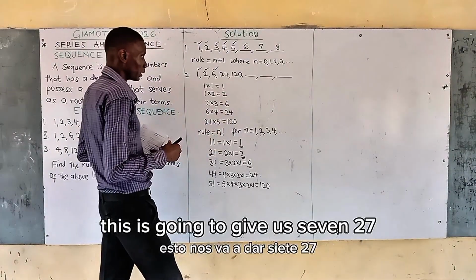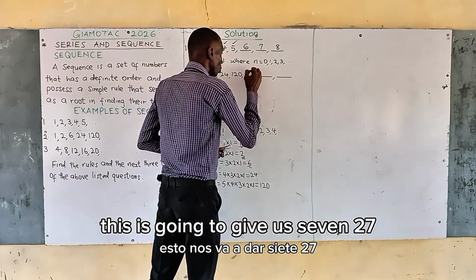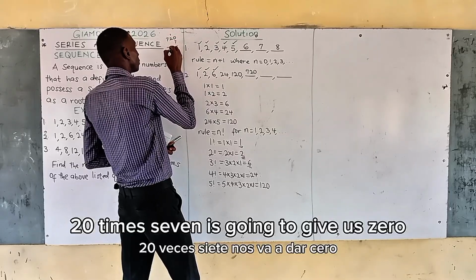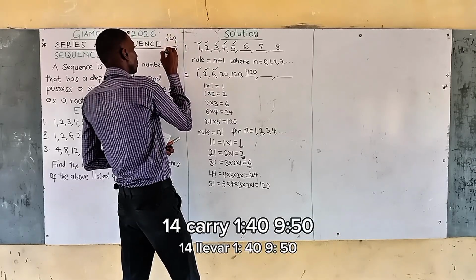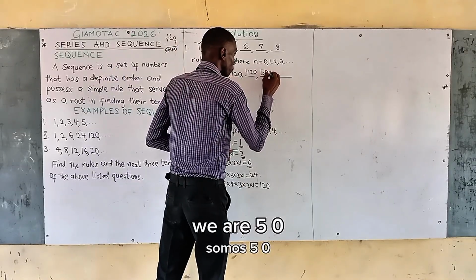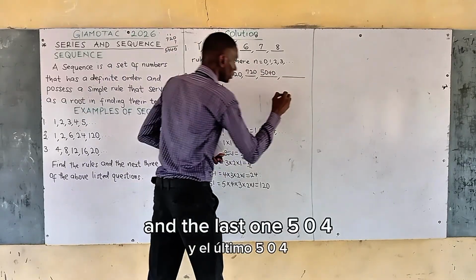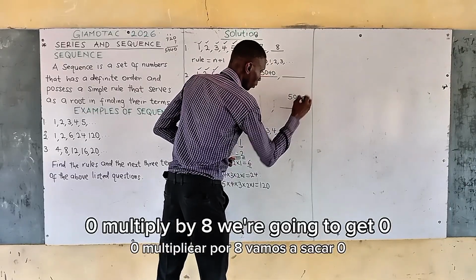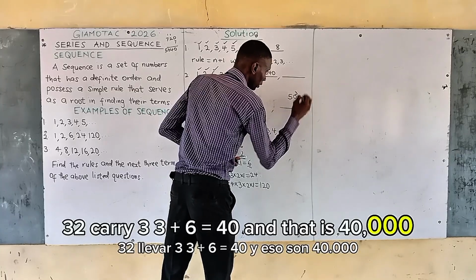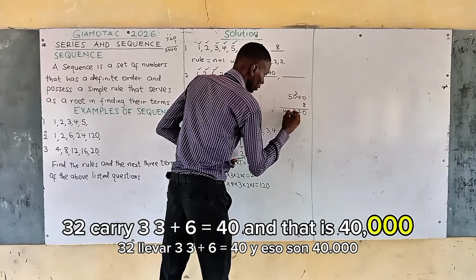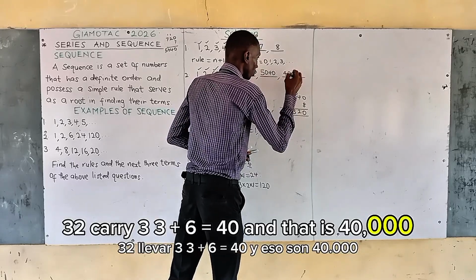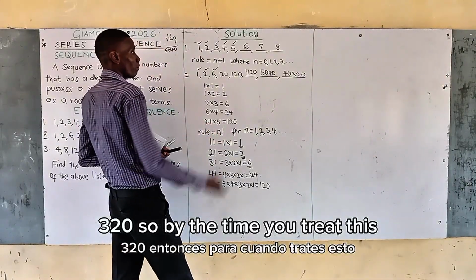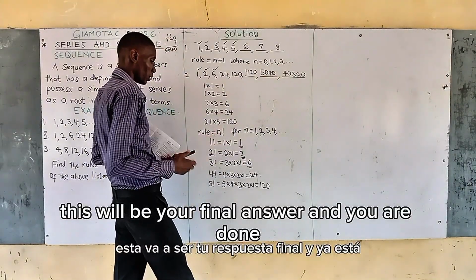What will be our answer? This is going to give us 720. 720 times 7 is going to give us 0, 14, carry 1, 49, 50. We have 5, 0, 4, 0. And the last one, 5040 multiplied by 8. We are going to get 0, 32, carry 3, 3, this is going to give us 40, and that is 40,320. So by the time you treat this, this will be your final answer, and you are done.